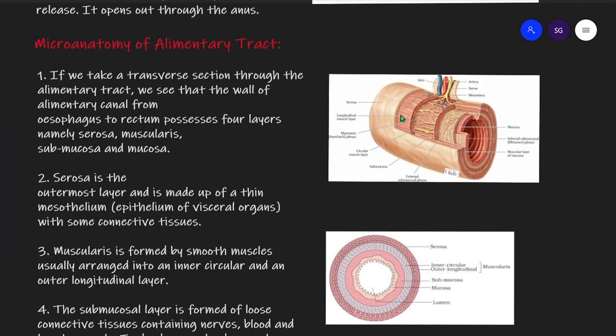It has further two parts, I will let you know just now. The third layer is submucosa, and the innermost layer is mucosa. From the inner side outward, mucosa is the innermost layer, underneath the mucosa there is submucosa, over the submucosa there is the muscular layer, and the outer layer is serosa, because that is serous in nature, membrane like. So that is called serous layer or serosa.